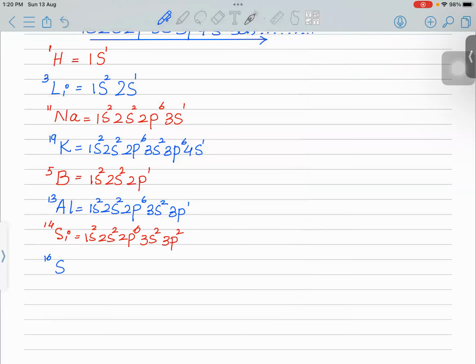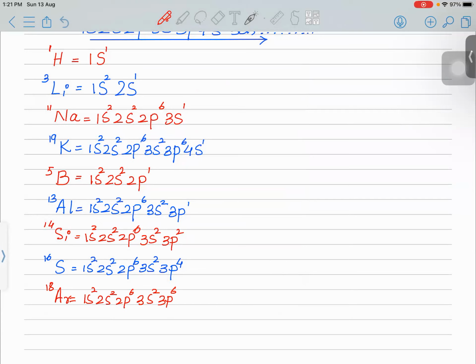Now sulfur, 16. Yes, sir. So 1s2, 2s2, 2p6, 3s2, and 3p4. Very good. Now argon, 18. 1s2, 2s2, 2p6, then 3s2, 3p6. Sorry, 3p6, that's about it.